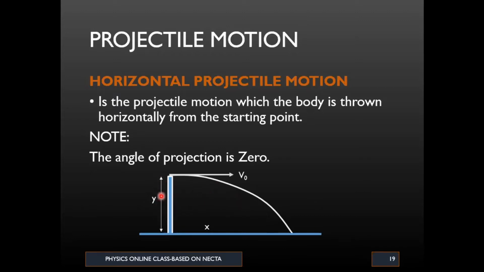Here we have our vertical distance y, maybe from a cliff or a building. And here we have our horizontal distance x from the cliff to the point where the body strikes the ground. And we have initial velocity v naught. The angle between the initial velocity and the trajectory here is considered to be 0.